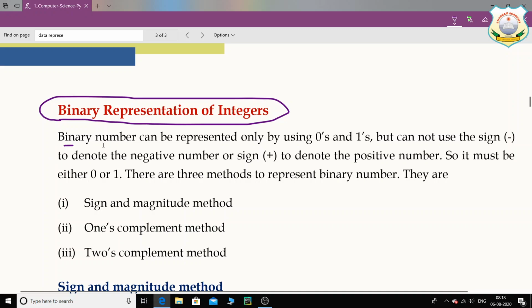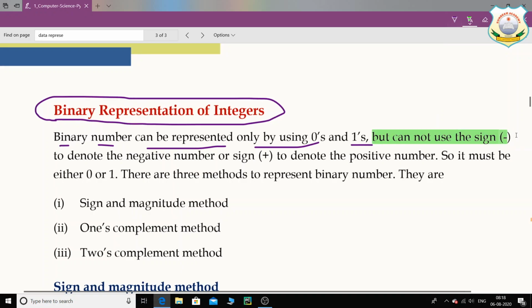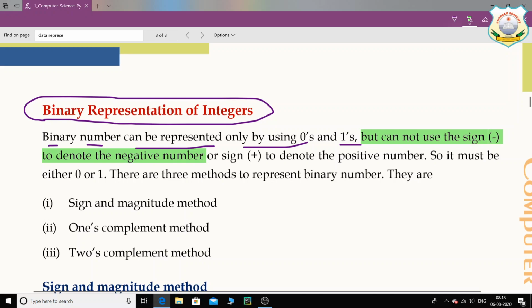I will read this out for you. Binary numbers can be represented only by 0 and 1, but we cannot use a sign, a minus to denote negative numbers or a plus to denote positive numbers. That's the problem. But in computers, for every problem we have a solution. It must be either 0 or 1, so everything is in 0 and 1 only, and using those bits we can solve the problem.